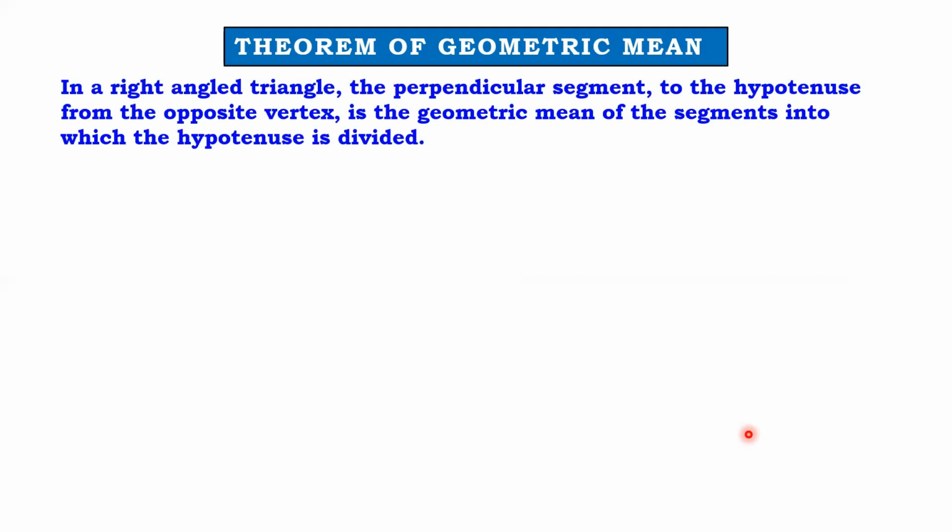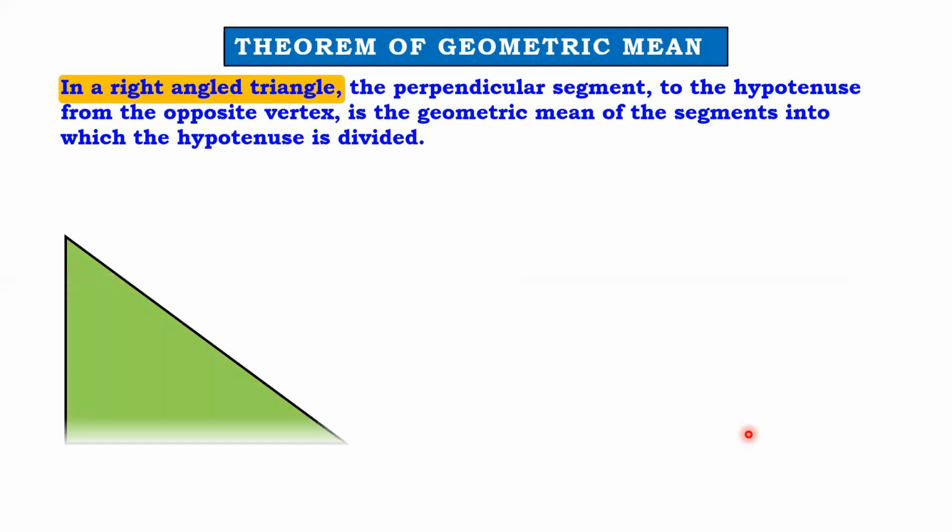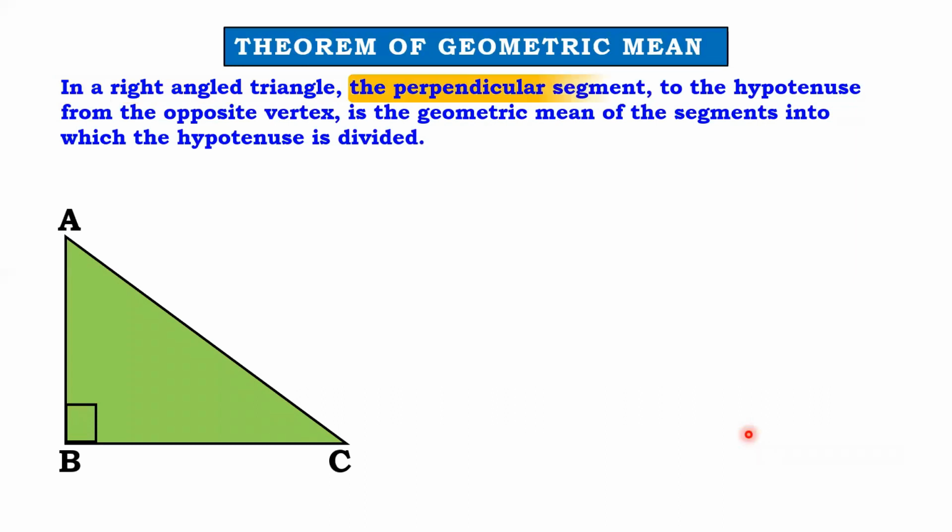In a right angle triangle, that means we should have a right angle triangle. Let us have a right angle triangle. We'll name it as ABC. The perpendicular segment to the hypotenuse from the opposite vertex. Now tell me, students, which is the hypotenuse here? Hypotenuse is AC. Now opposite to hypotenuse, which is the vertex? Name the vertex opposite to hypotenuse. Yes, it is B. So a perpendicular segment to the hypotenuse from the vertex. So from B, a perpendicular is drawn to the hypotenuse.